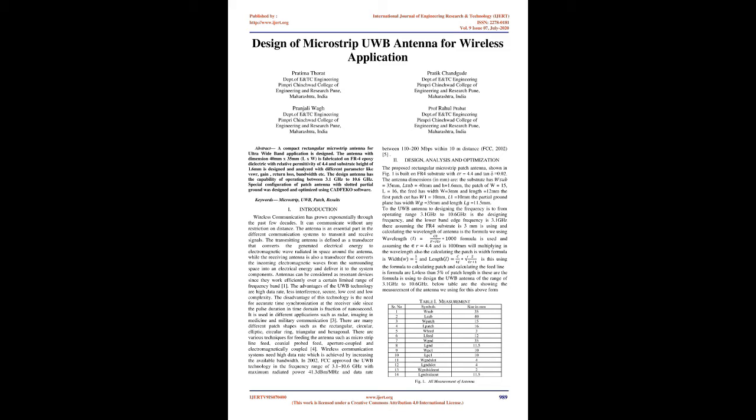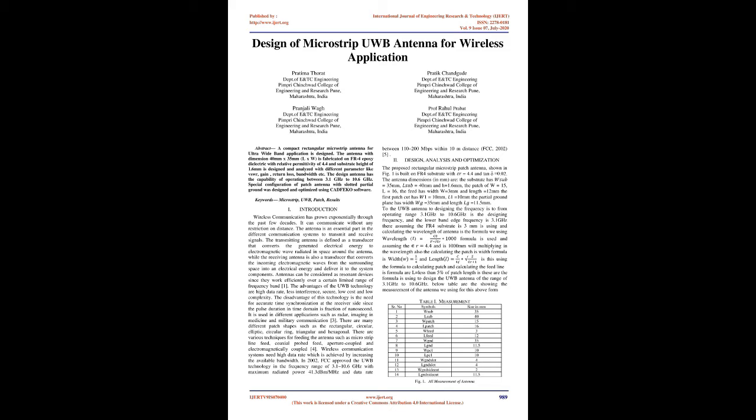Antennas can be considered as resonant devices since they work efficiently over a certain limited range of frequency band. The advantages of the UWB technology are high data rate, less interference, security, low cost and low complexity. The disadvantage of this technology is the need for accurate time synchronization at the receiver side, since the pulse duration in the time domain is a fraction of a nanosecond. It is used in different applications such as radar, imaging in medicine and military communication.